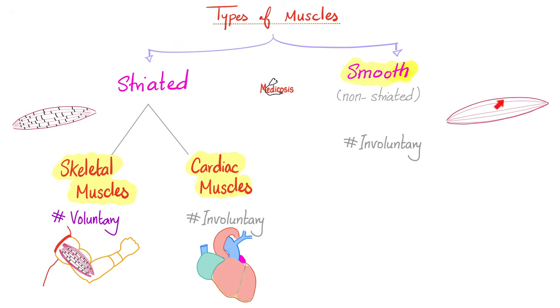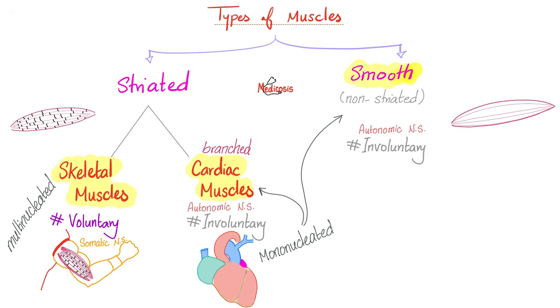You do not find any transverse striations here. Smooth muscles are involuntary, including the uterus, the muscles in the wall of the colon and the rectum, the muscles in your bronchi, and the muscles in your blood vessels. Skeletal muscles are multinucleated. Each muscle cell has many nuclei. Cardiac muscles only have one nucleus, mononucleated. Smooth muscles, same, one nucleus per cell. The cardiac muscles are branched, but skeletal muscles are not.